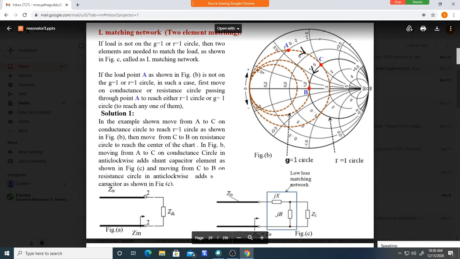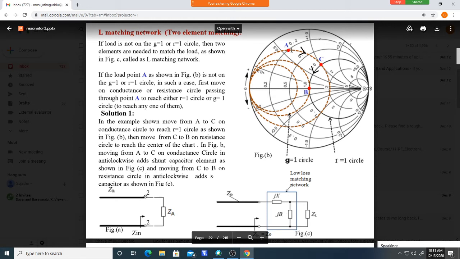From here you want to reach here. What we can do, from here you should move on a conductance circle like this or a resistance circle like this to reach this point. Now what I did in this particular problem, from here I move on a conductance circle. You first observe which conductance circle is passing through this point A. This is the conductance circle passing, and a resistance circle passing like this. You can move over this also, but I have taken like this. So this is a conductance circle.